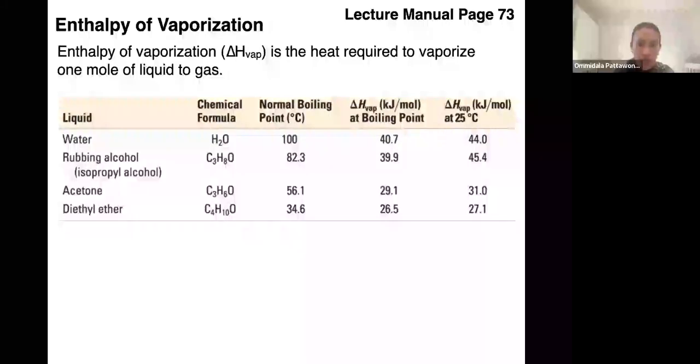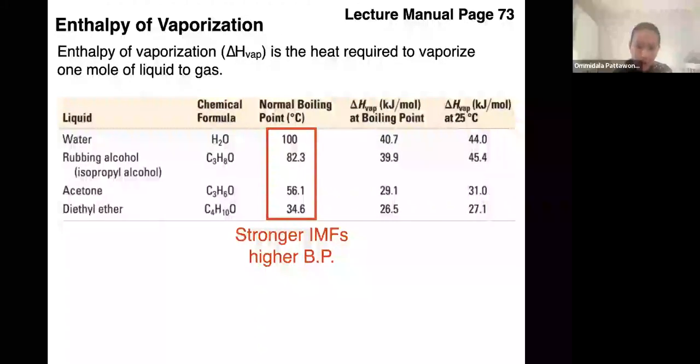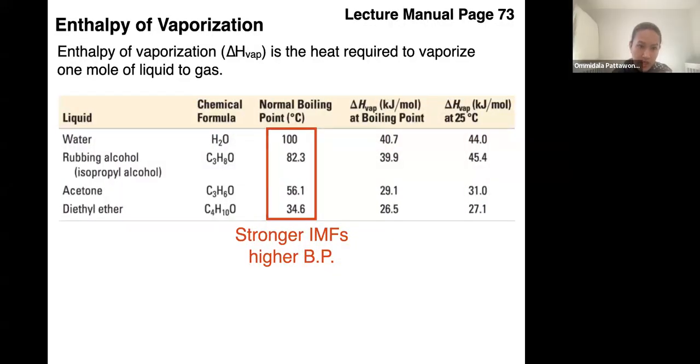Okay, so you probably noticed that if you're looking at the normal boiling point, the ones that have stronger IMF, which are water and rubbing alcohol, those have hydrogen bonding, so they are going to have a higher boiling point, right? Because they are going to hold on to each other strongly. So they are going to require more energy to overcome the IMF, and therefore their boiling point would increase.